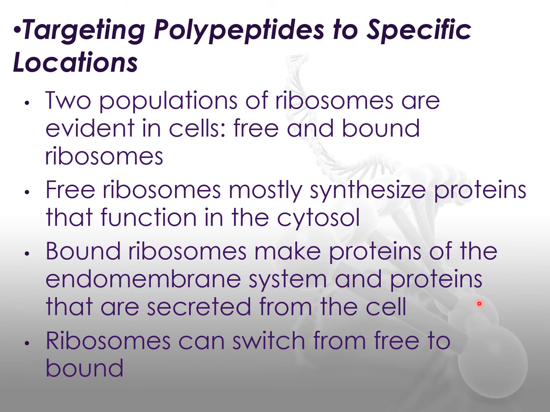The bound ribosomes, again, were once free ribosomes. However, they're producing a protein that needs to go to the ER. So since it needs to go to the ER, it's going to carry it to the ER as it's being produced. So it makes it a little bit more efficient. Now, the ribosomes can switch from free to bound or bound to free. So they can switch between these two forms. It depends on what protein they're producing.